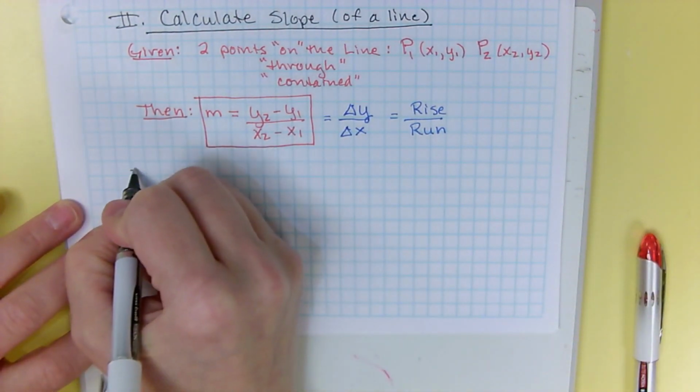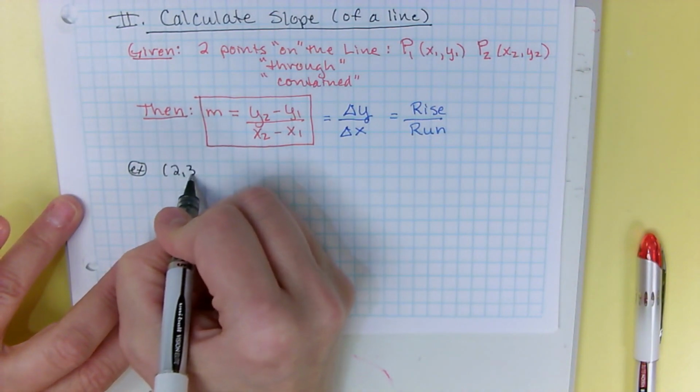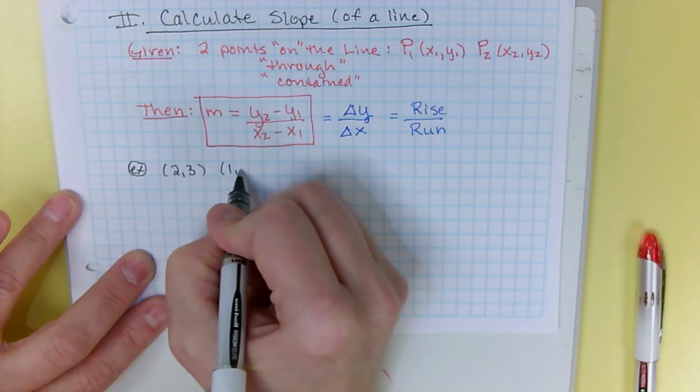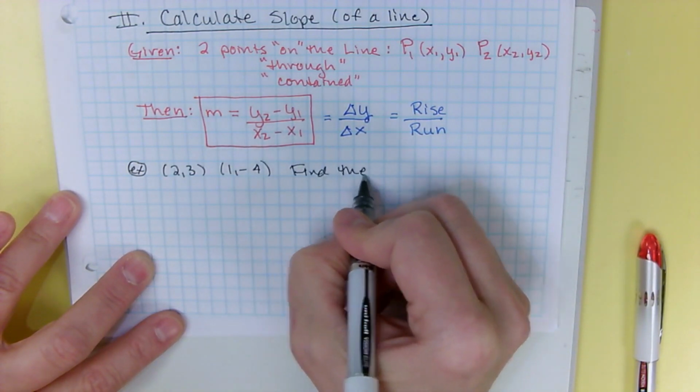All right, the vast majority of your homework tonight is going to be just like this. They're going to give you 2 points. We'll say 2, 3, and 1, -4, and they're going to say, find the slope.